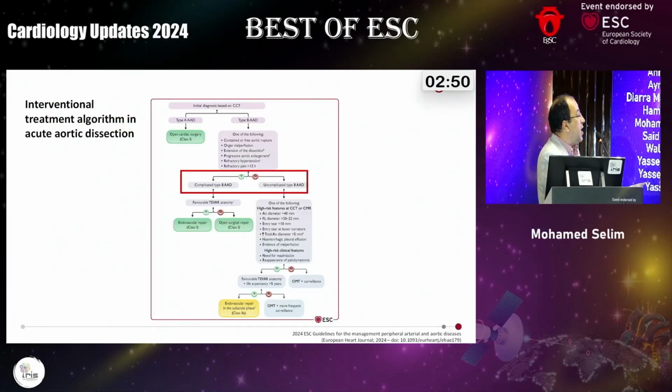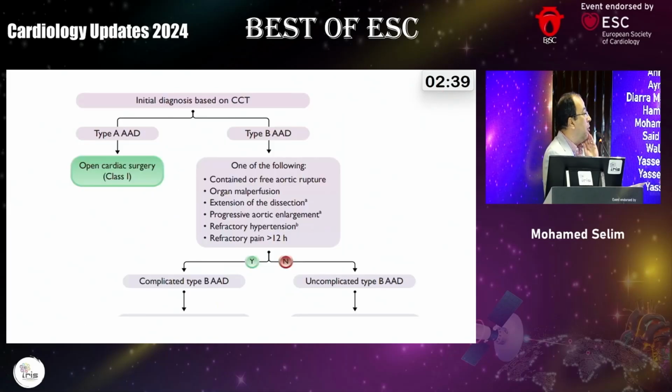Then we will go for the case where the dissection is type B, distal dissection. We have to make a clear distinction whether this type B dissection is complicated or non-complicated. A type B dissection is complicated if it has one of the following criteria: contained or free aortic rupture, organ malperfusion, as I have just mentioned, extension of the dissection, progressive aortic enlargement on serial imaging, refractory hypertension despite use of 3 antihypertensive medications, or refractory pain after 12 hours with adequate doses of opiates.